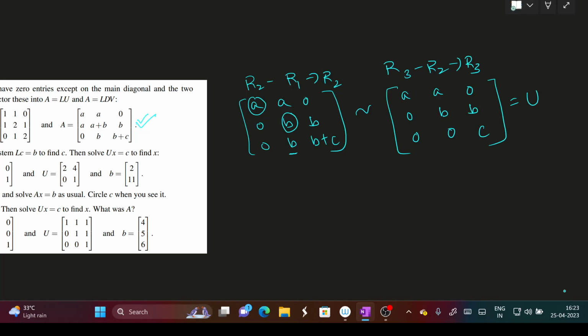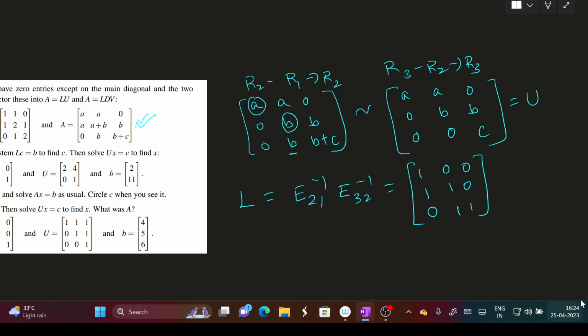And to do this, what is our L? L is equal to E21 inverse into E32 inverse. That is 1, 0, 0, 1, 0, 1. In place of the 2,1 entry it should be 1. In place of the 3,2 entry it should be 1. This is 0. This is my L. Already I got my L.